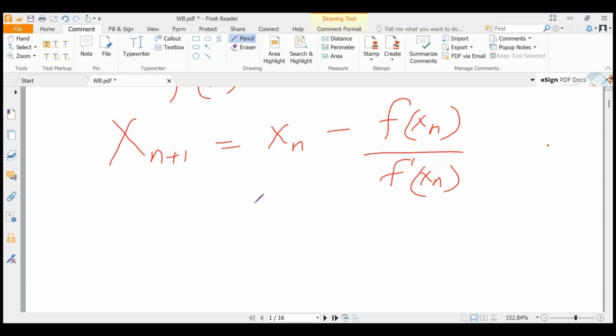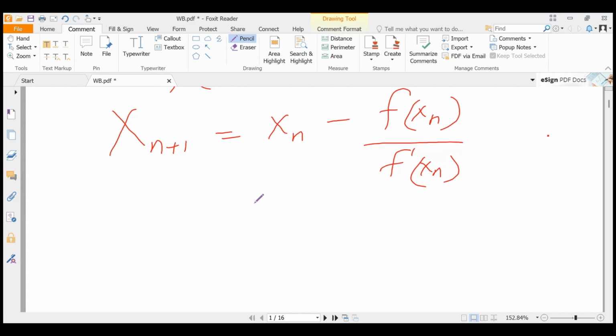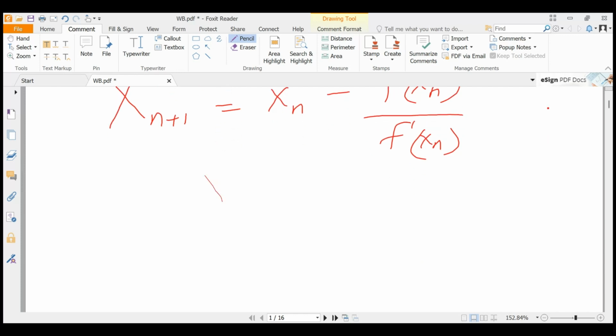So to apply this method, we start by taking an initial approximation, which we shall denote by x naught. This is an initial approximation to the root of the equation, and then we apply the method to find a better approximation to the root of the equation. Now, the initial approximation can be obtained using techniques such as the intermediate value property.